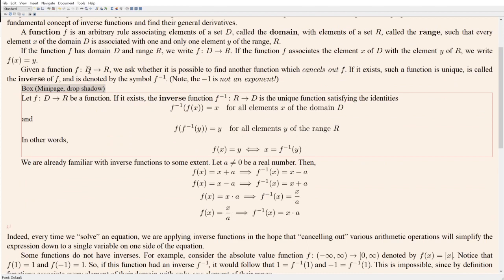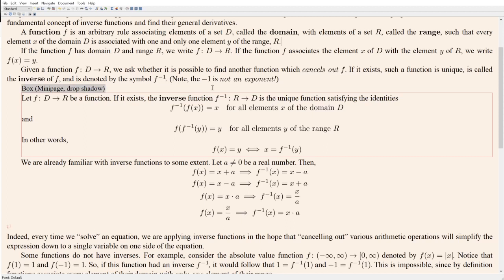Now, given a function with domain D and range R, we ask whether it is possible to find another function which cancels out f. If it exists, such a function is unique, is called the inverse of f, and is denoted by this symbol, f superscript -1. Now note, when I write it like this, -1 is not an exponent. This is not 1 over f. This is just a symbol.